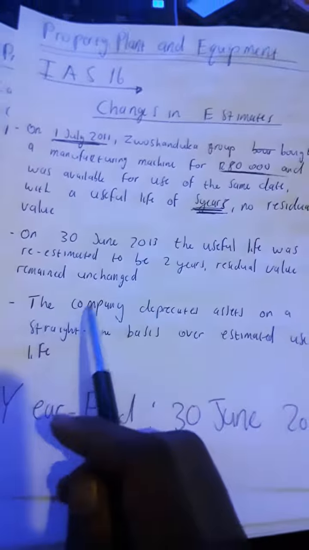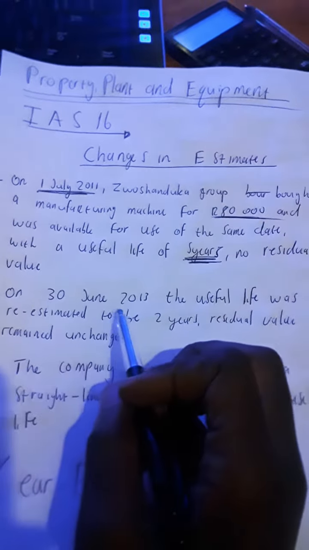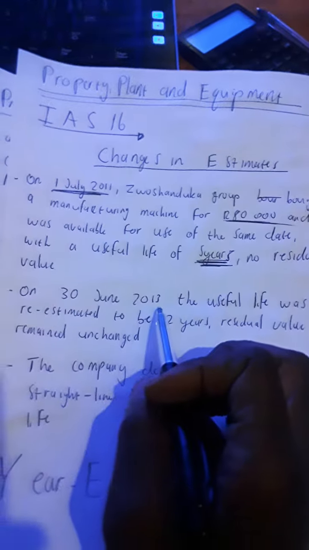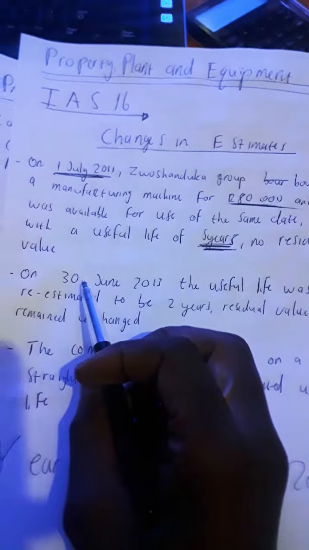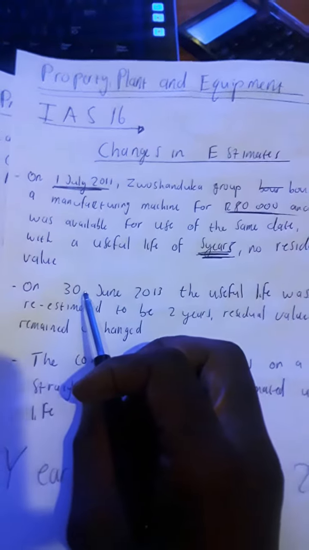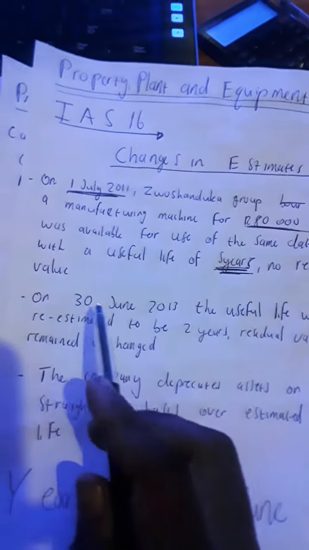Now, quickly, guys, you need to note something here. The re-estimation of the useful life of this manufacturing machine occurred on 30 June 2013, right? This is a re-estimation that occurred at the end of the year. On the second video, part 2, the re-estimation occurred at the beginning of the current year. So here it's at the end. So this is very key.